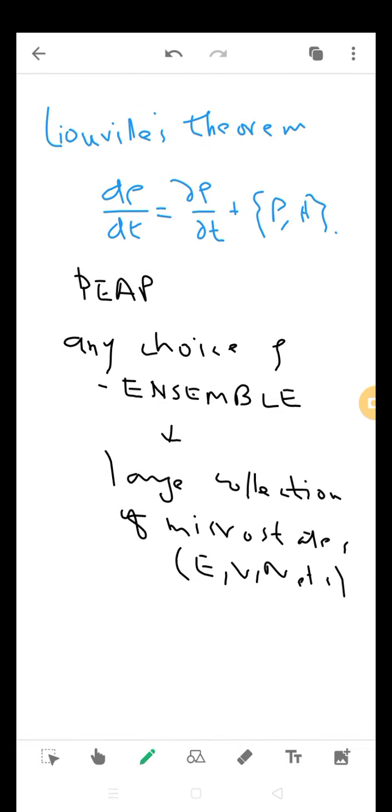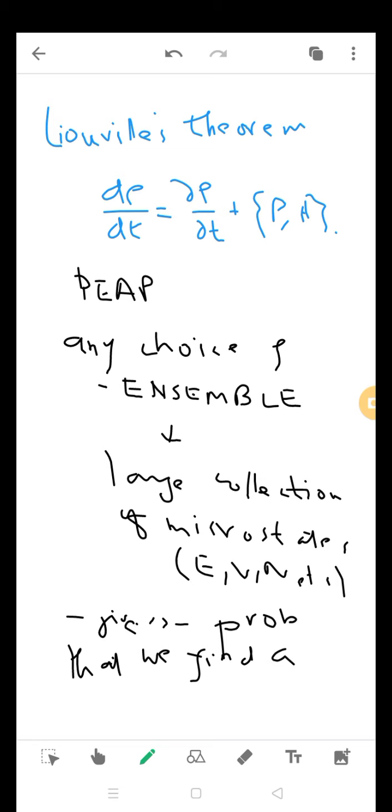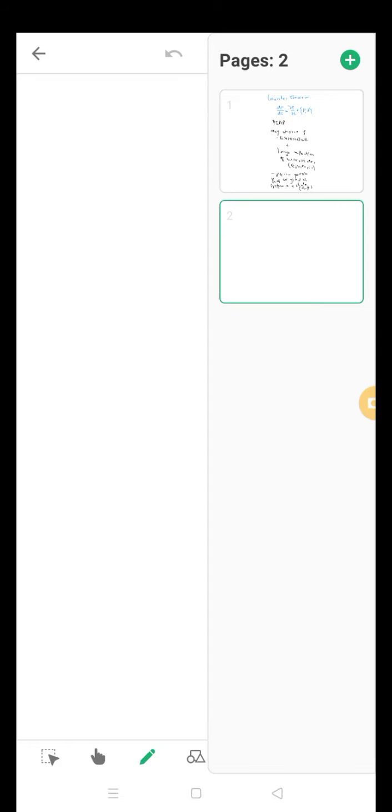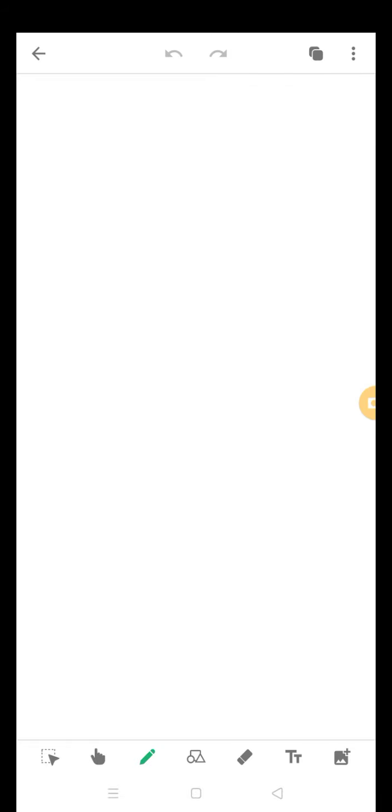And the density function also gives the probability that we find a system in a state Q, P, and we can use this to find the average value, what is called an ensemble average.